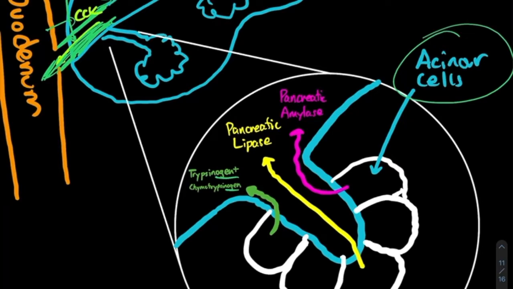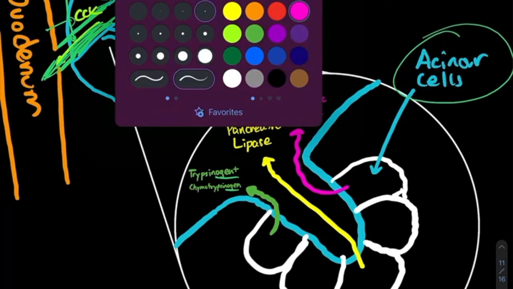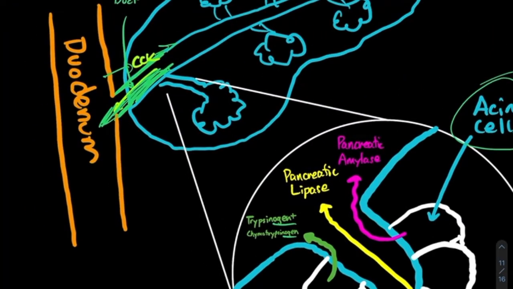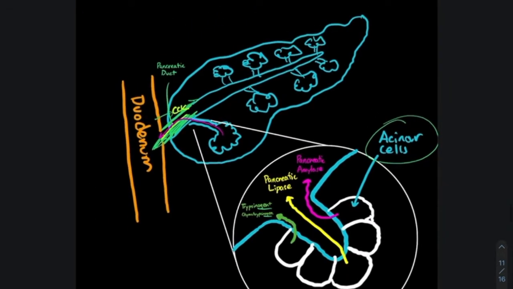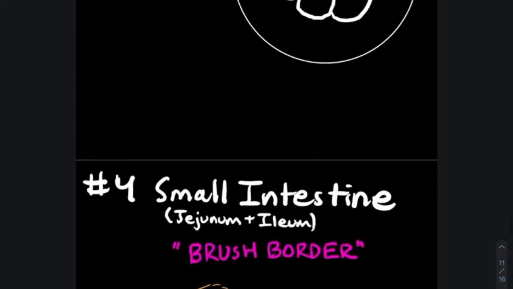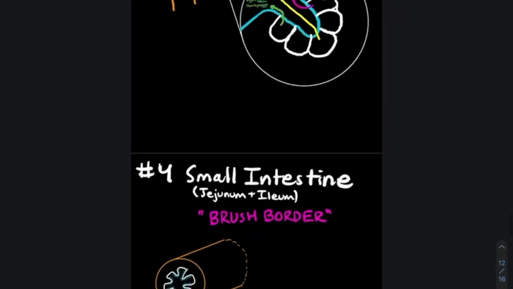And so all of these things are coming out of the acinar cells, and they're going to be traveling through these little bulbs, out into the duodenum. And so that's super critical that you know that the exocrine pancreas secretes these three enzymes into the duodenum to break down food. And so now, just a little bit of review.